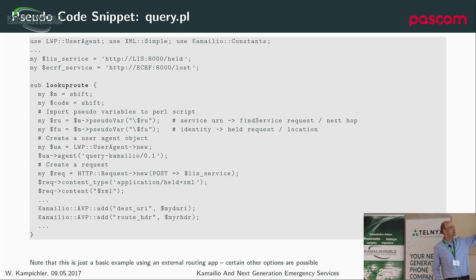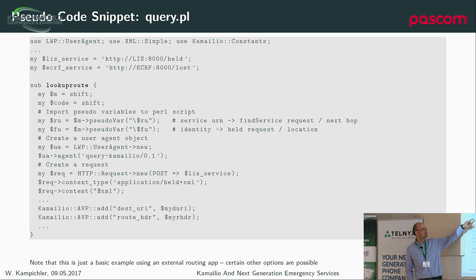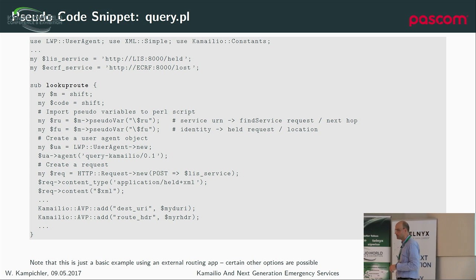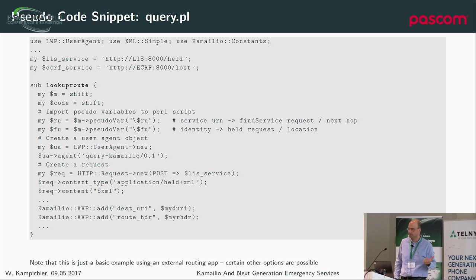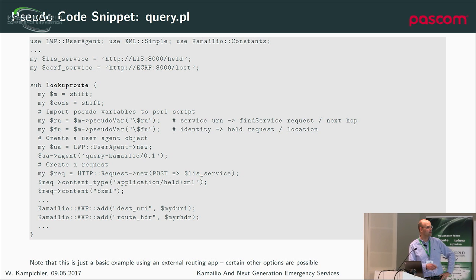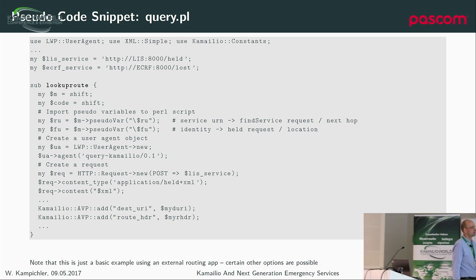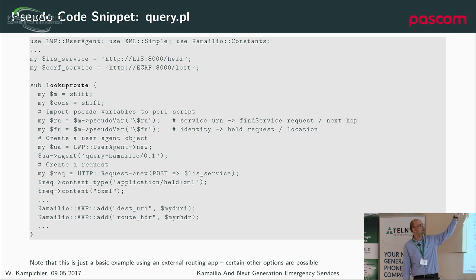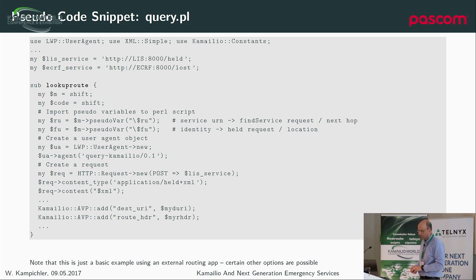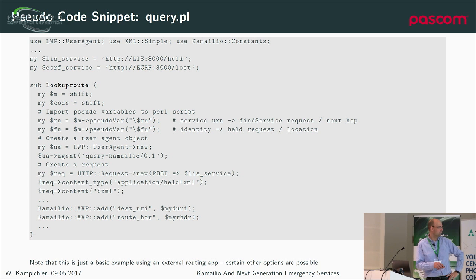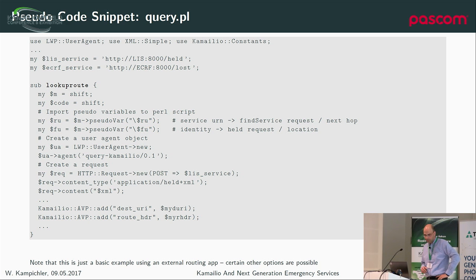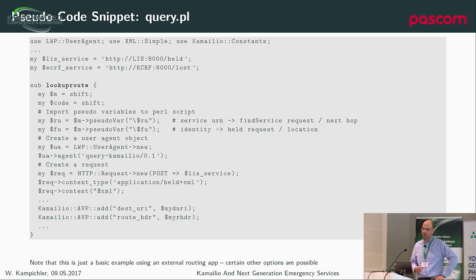Sorry, the next one is the Perl script. So what we get here from Kamailio is the request URI and the From URI, which is actually used for these queries I've shown before: the findService request and the health request. So we have the identity, we have the service URN, and with both we can get the next hop. And here we would just send an HTTP request to one of the services, and the information is then just provided as a variable back to Kamailio for routing purposes.